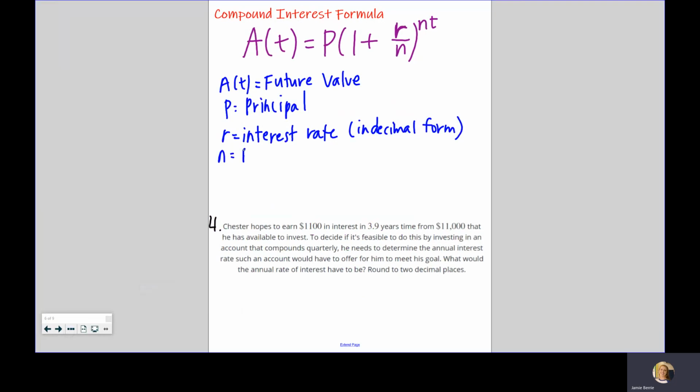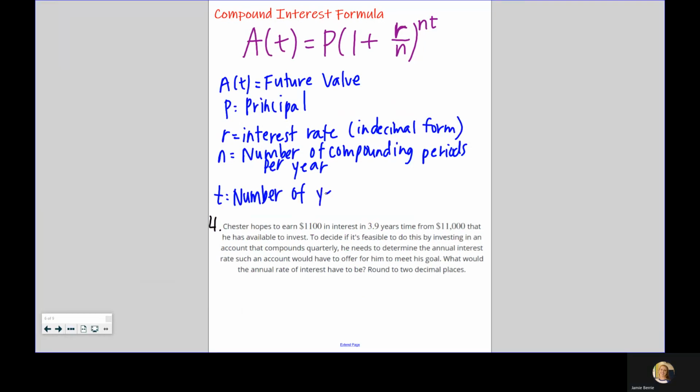N is your number of compounding periods per year. We'll talk more about that in a minute. And then lastly, T is the time, or the number of years. We'll call it the number of years. So this might be like, how many years did you finance the car for? How many years did you finance the house for?